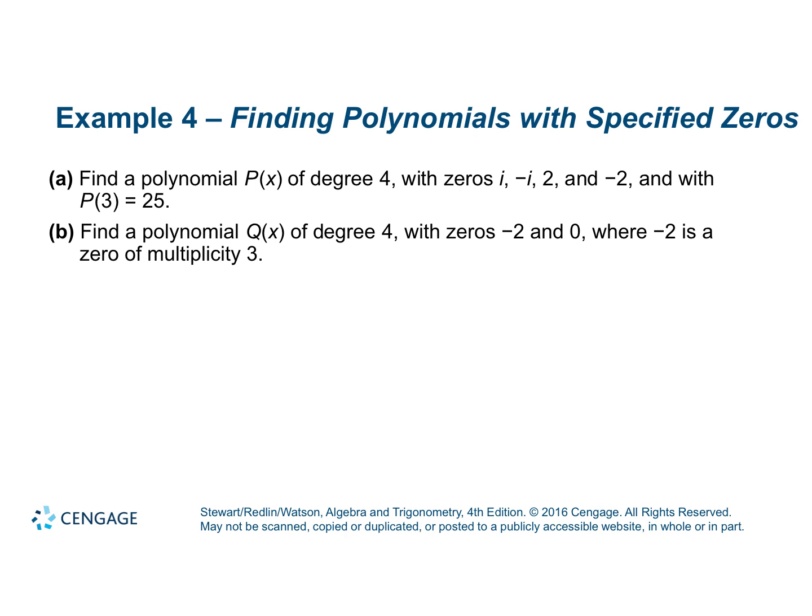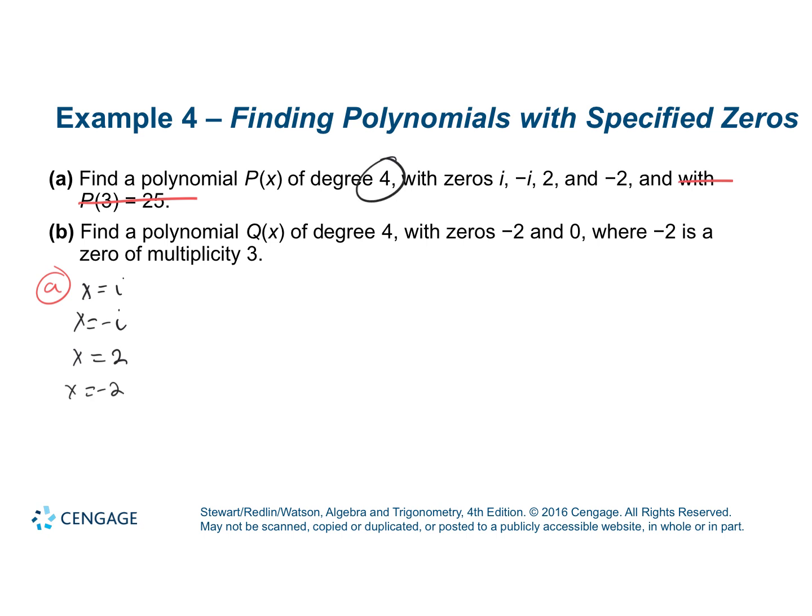Now, finding polynomials with specified zeros. Find the polynomial p of x of degree 4 with zeros i, negative i, 2, and negative 2, and with p of 3 equal to 25. You don't need the p of 3 equal to 25. We're just going to find the polynomial. Once you find the polynomial, you can check it by plugging in the 3, but it's not necessary. So I'm going to go ahead and do A. My first x is equal to i, my second x is equal to negative i, my third x is equal to 2, and my fourth is equal to negative 2.